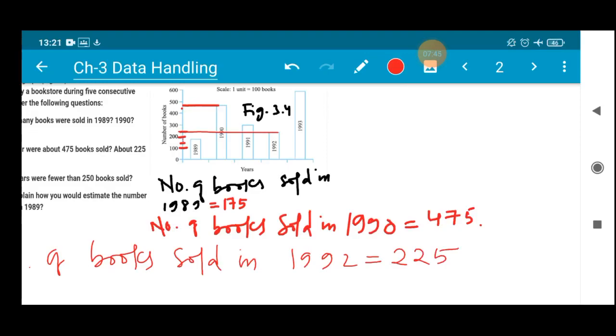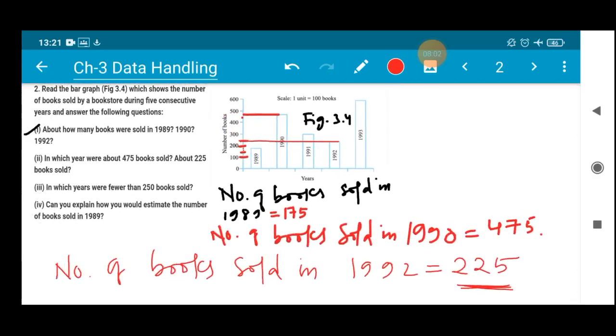Now, it is less than 250 also. It is less than 50 above 200, in between 200 and 300. So I will take it as half of 50, that is 225. Half of 50 is 25. It is 225. So I am taking this. All right, I hope you have understood this.